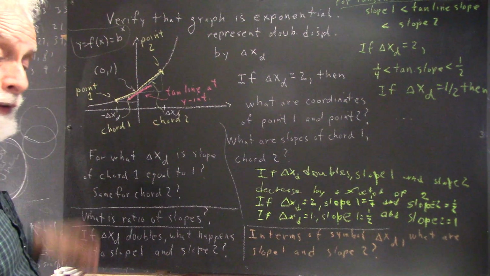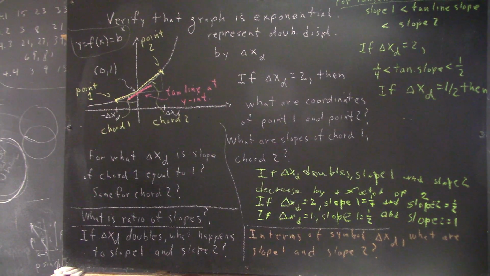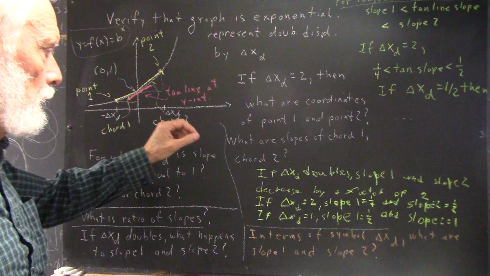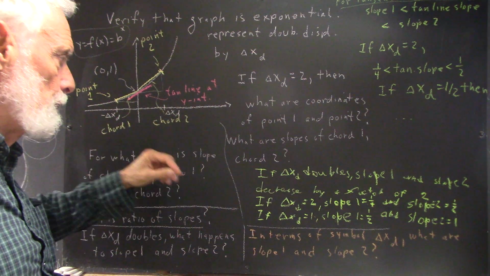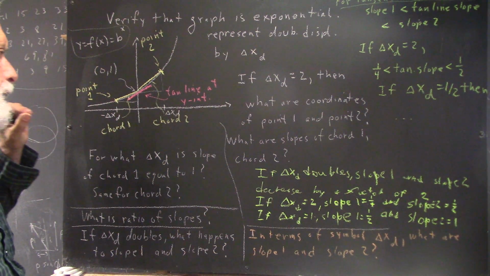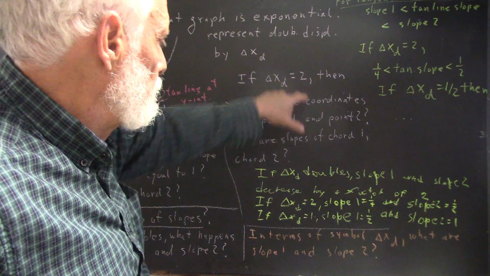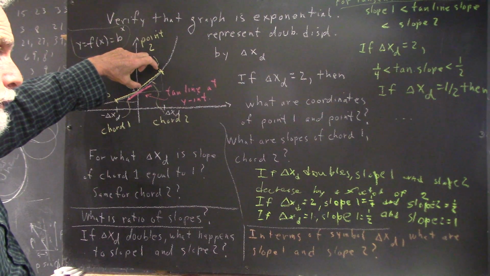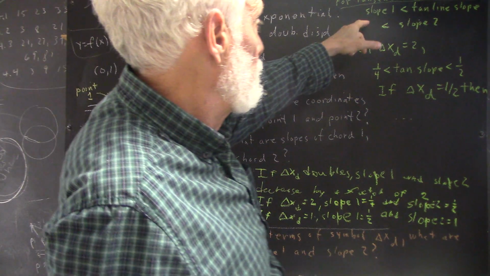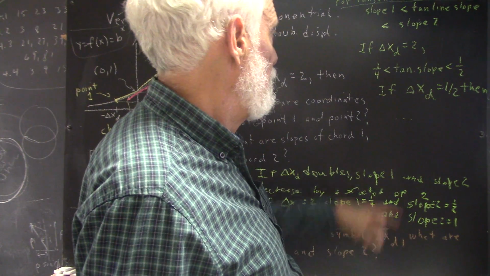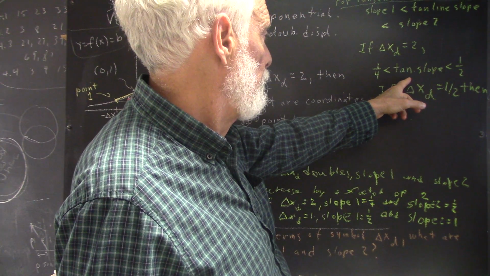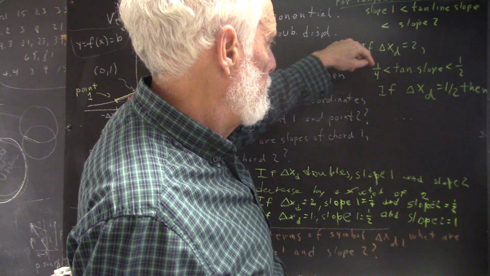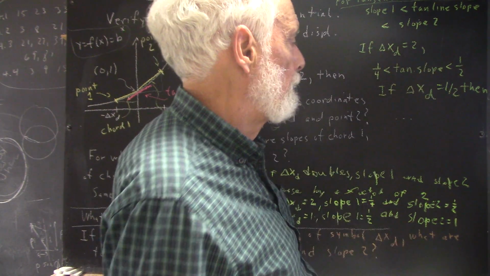Well, this is a question that people had no trouble answering once they got the coordinates of these points. So I'm going to come back and talk a little bit about that before we move on to the more general questions. People found that for xd equal 2, the slope of chord 1 was 1/4, the slope of chord 2 was 1/2. So slope 1 was 1/4, slope 2 was 1/2. So whatever the tangent slope is, then if xd equals 2, the tangent slope is between 1/4 and 1/2.